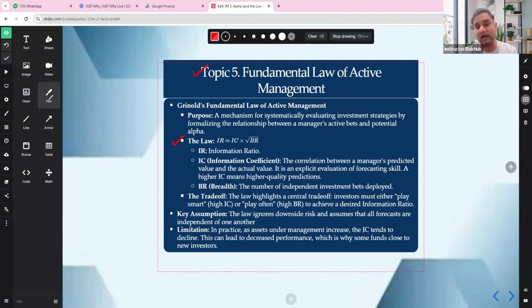What is IR? IR is information ratio, right? Information ratio gives you what? It gives you your performance measure, right? Then we have IC. IC is what? Information coefficient. What does information coefficient give us? Information coefficient gives us the idea about skill. What it tells you? It tells you the correlation between your predicted and the actual outcome, right? The correlation between a manager's predicted value and the actual value. It's an explicit evaluation of forecasting skill. A higher IC means higher quality predictions, right? And better forecasting ability.